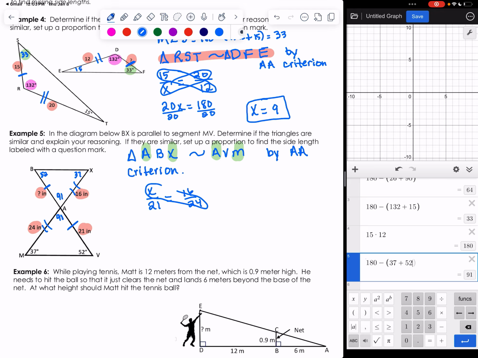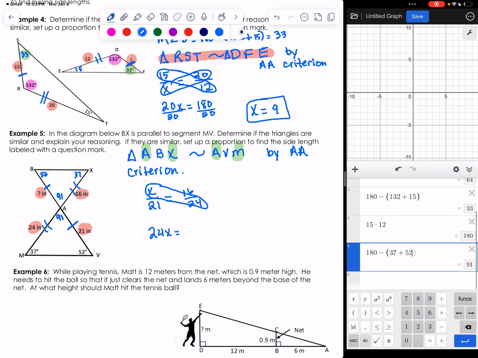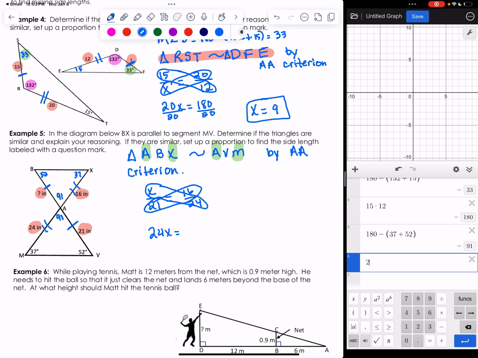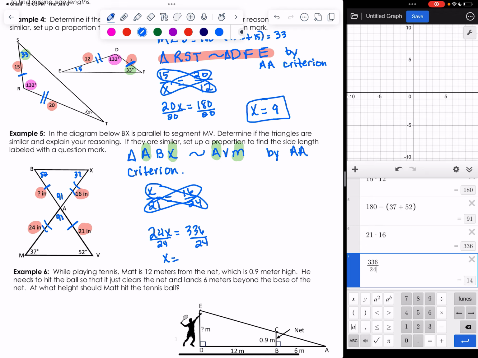Now I can solve this by cross multiplying. This would be 24x equals, and then we'll multiply 21 times 16, which would give us 336, and then divide both sides by 24. So 336 divided by 24 gives us 14, and they did tell us units here, or inches.